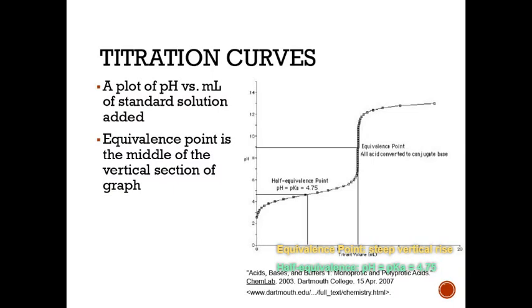That steep vertical section, that's where the indicator changes color. The curve starts relatively flat because the acid is buffering, then suddenly shoots up once all the acid is neutralized. This shape tells us exactly when we've reached complete neutralization.